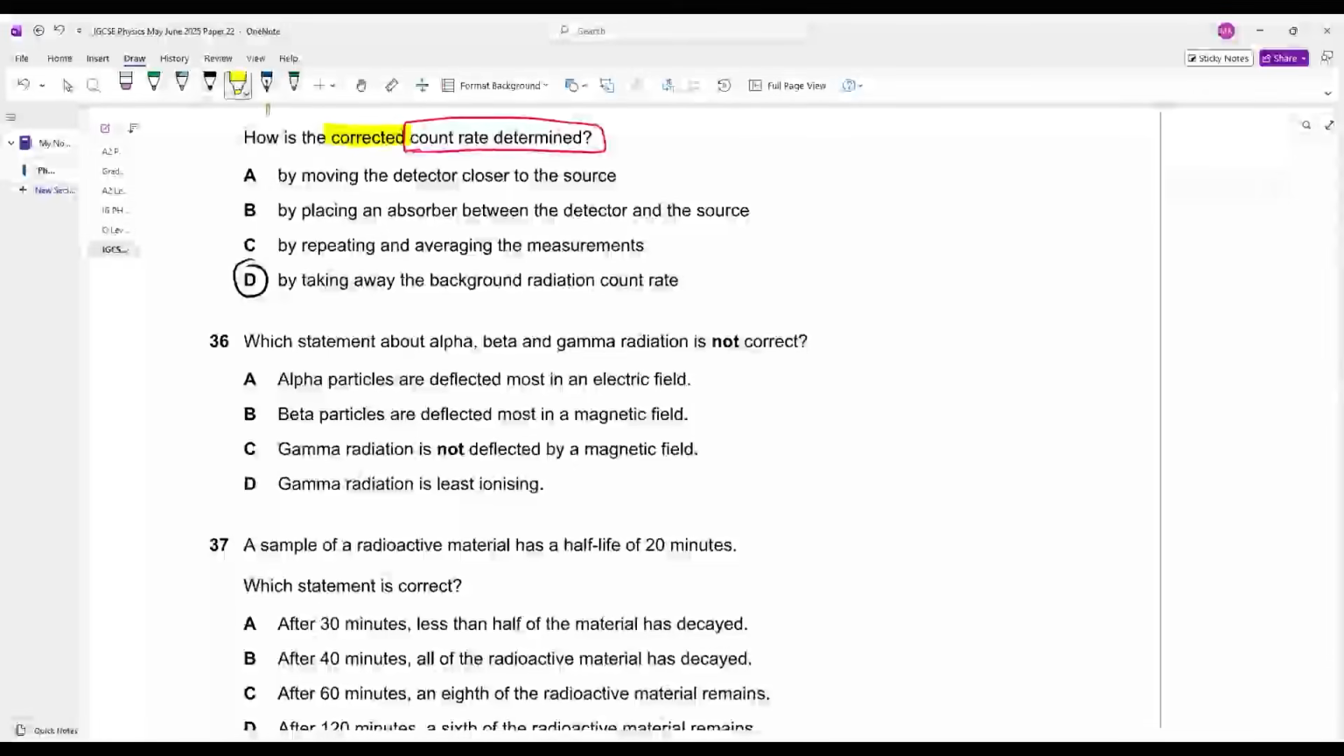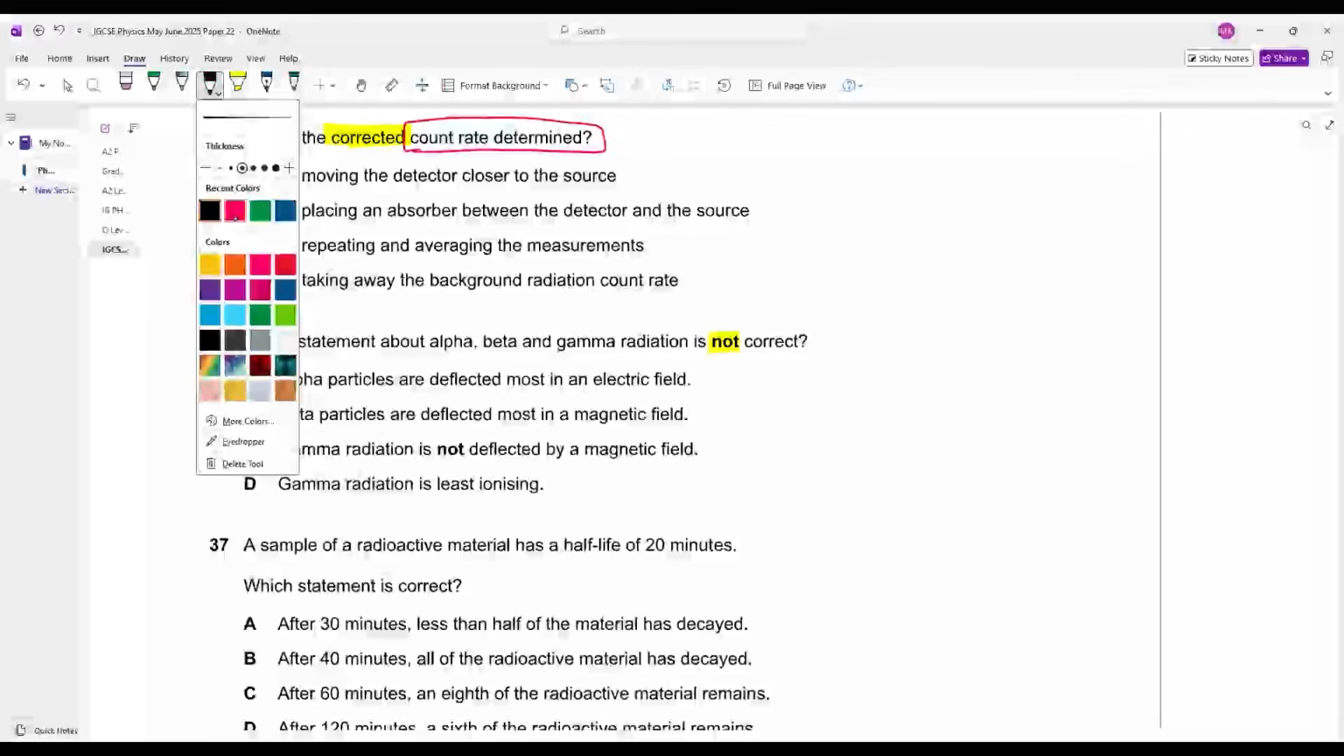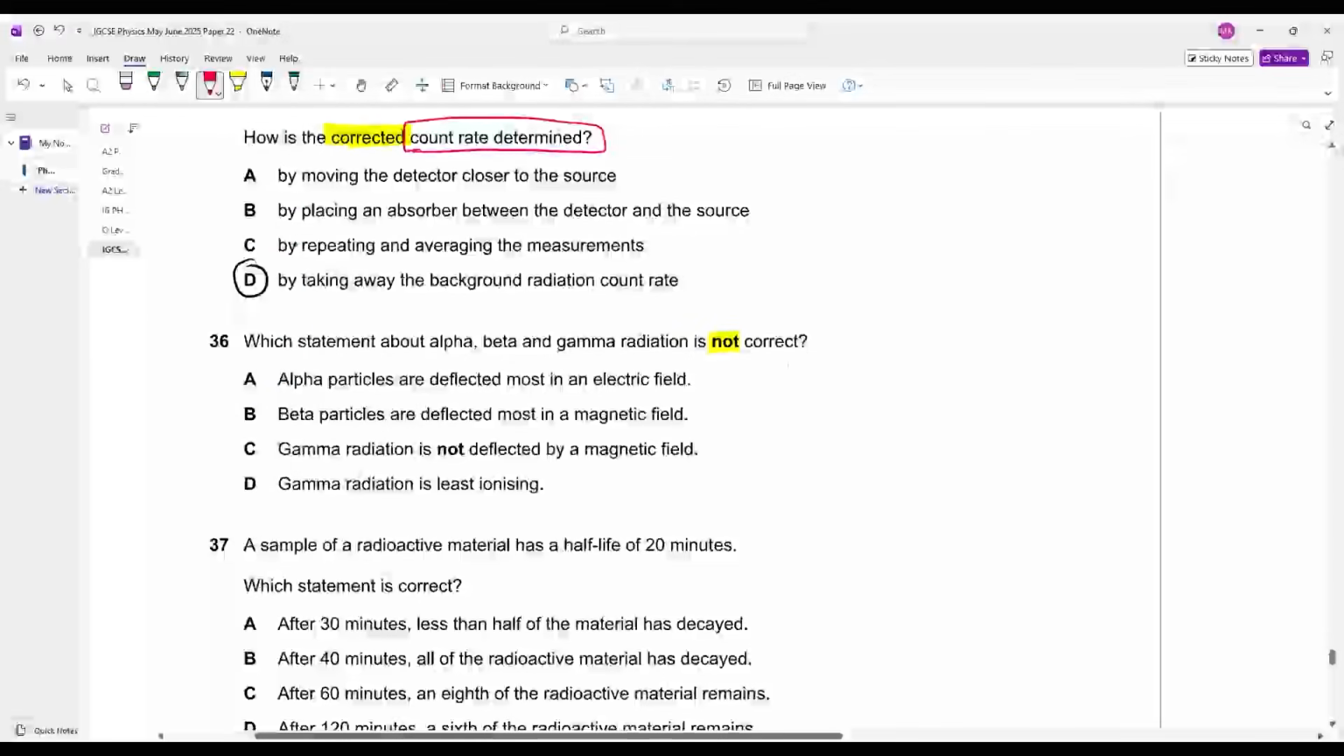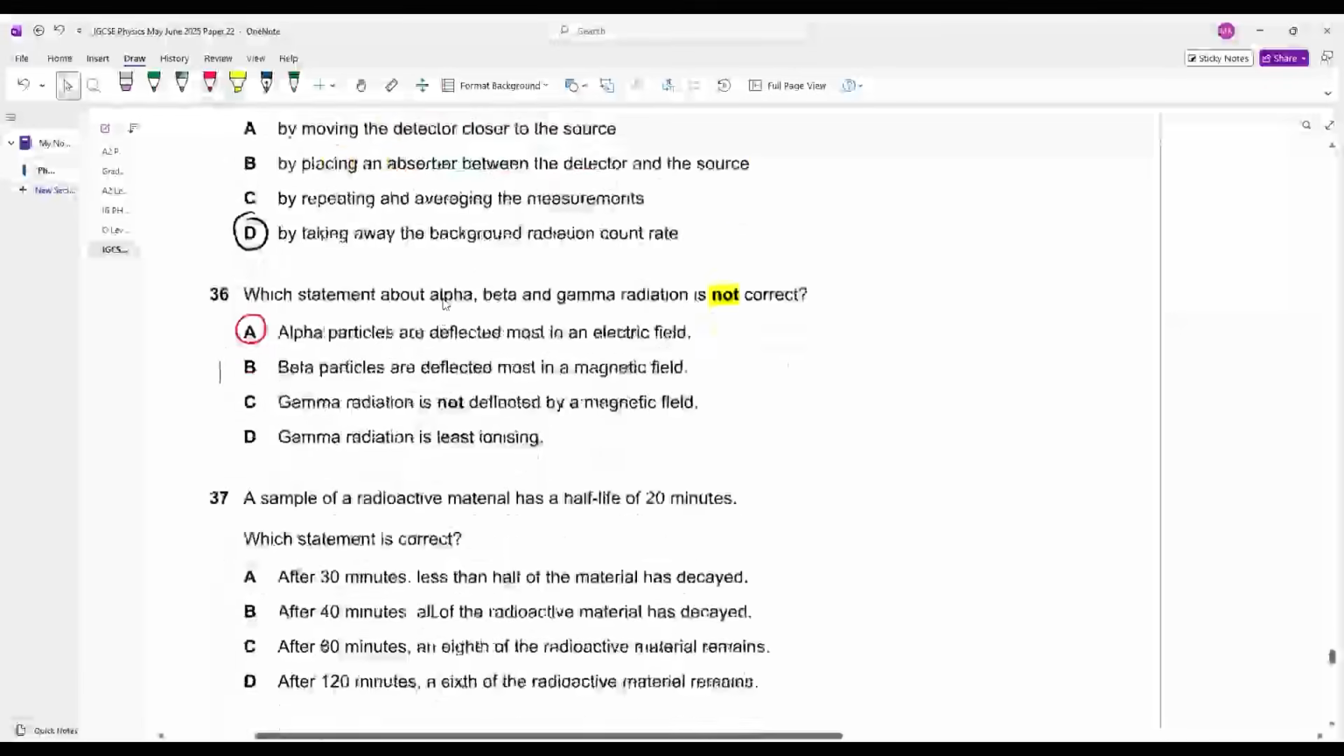Which statement about alpha, beta and gamma radiation is not correct? Which statement is not correct, child? Alpha particles are deflected most in an electric field. This is incorrect. Beta particles are the ones that are deflected most in an electric field.